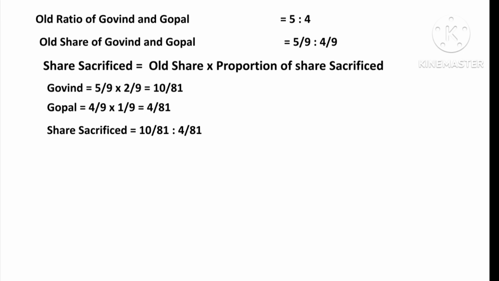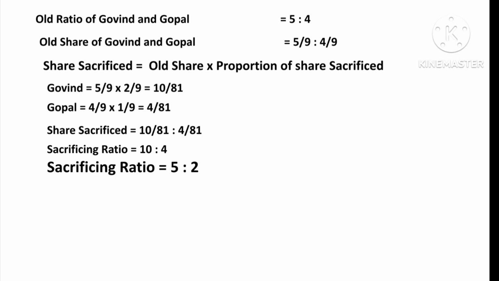So the share sacrificed is 10/81 is to 4/81. 81 is a common denominator in both the share sacrificed. So we take the numerator and write that as the sacrificing ratio, which is 10:4. Now always check whether you are able to simplify the ratio. Both the numbers must be divisible by the same number. So 10 and 4 are divisible by 2. So I'm going to simplify it and write it as 5:2.